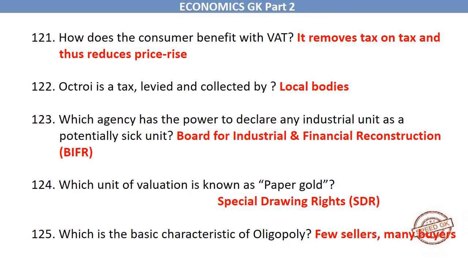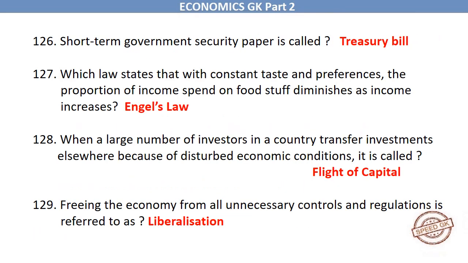Which agency has the power to declare any industrial unit as a potentially sick unit? Board for Industrial and Financial Reconstruction, BIFR. Which unit of valuation is known as paper gold? Special Drawing Rights, SDR. Which is the basic characteristic of oligopoly? Few sellers, many buyers. Short-term government security paper is called Treasury Bill.